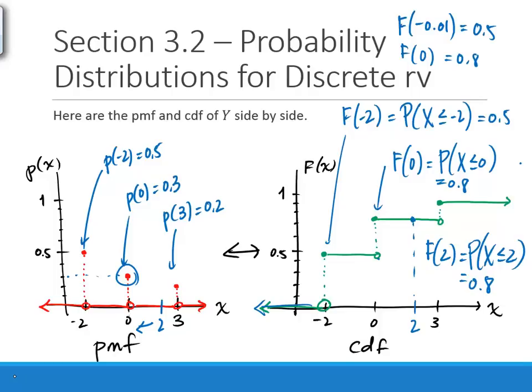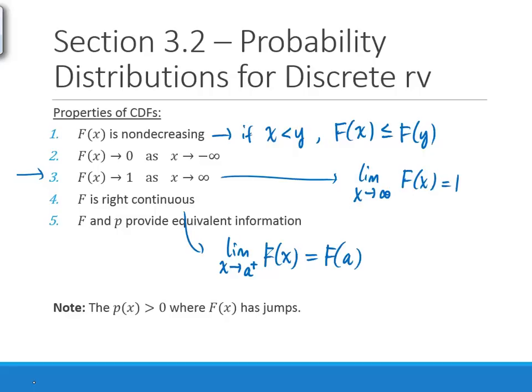Again, we can look at a picture of that. If I'm approaching -2 from the right, that limit is going to be equal to the CDF of that value when I actually get to -2. So it's kind of a theoretical distinction, but just so we all know what that means.